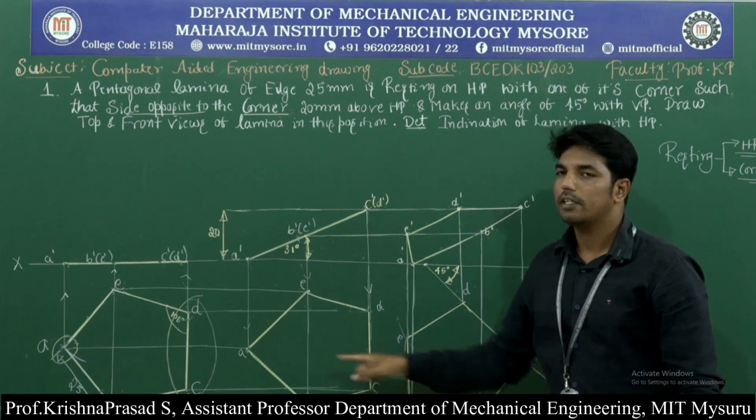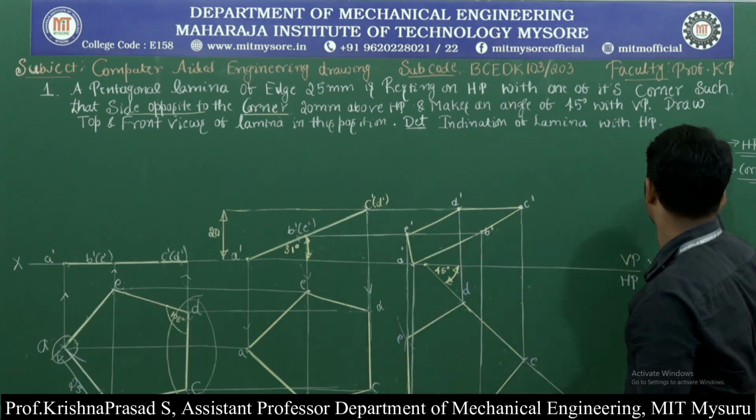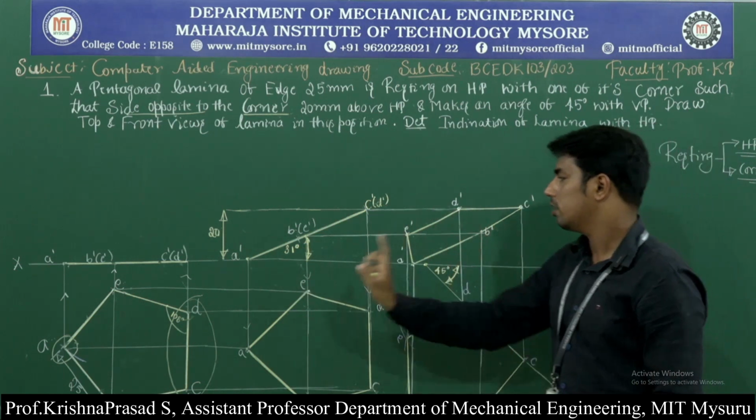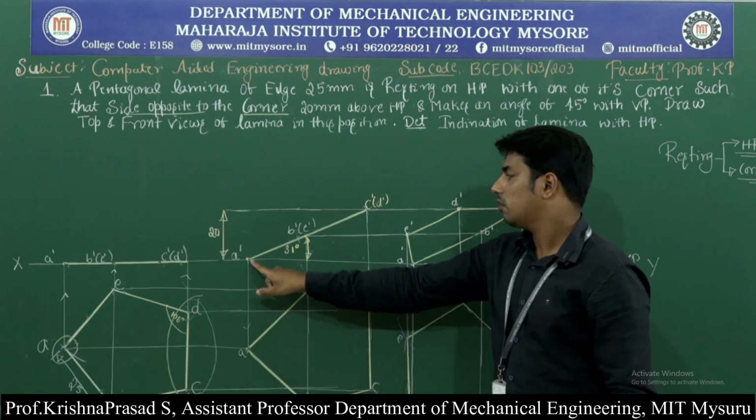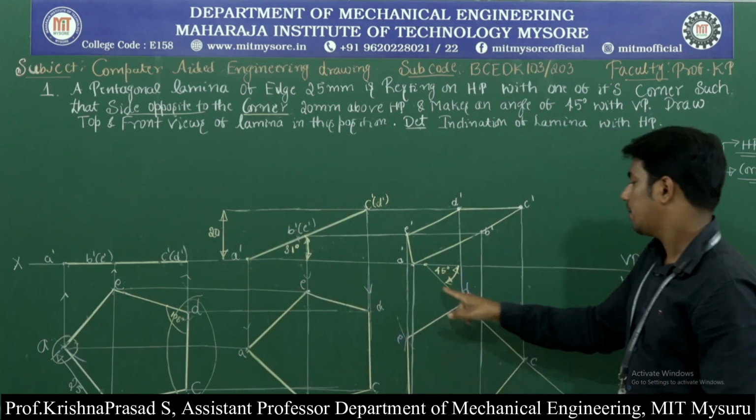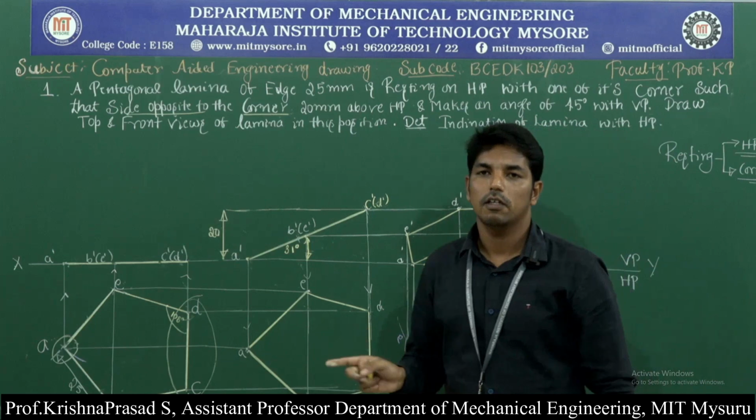So this is regarding the problem of resting condition on HP with corner condition, and the side opposite to the corner is 20 mm above HP and makes an angle of 45 degree with VP.